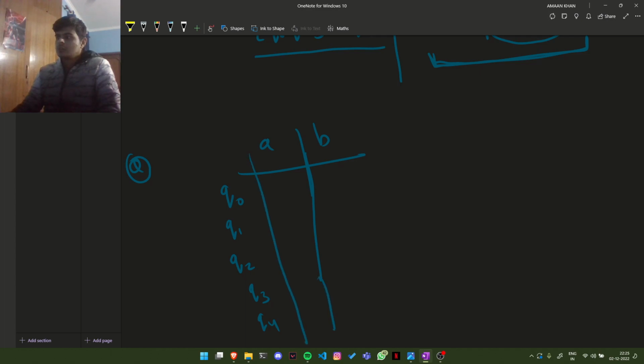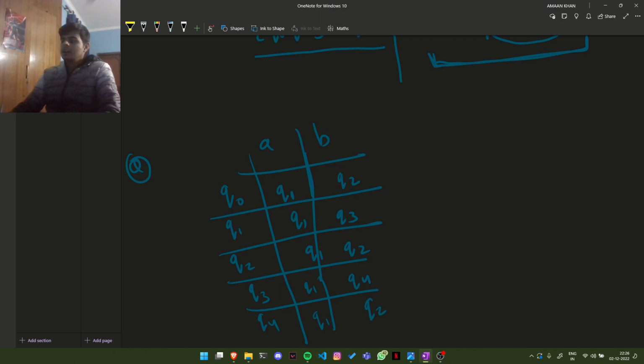Now Q0 on B goes to Q2, Q1 goes to Q1 and Q3, Q2 goes to Q1 and Q2, Q3 goes to Q1, Q4 goes to Q1 and Q4 on B goes to Q2. So this is my transition table now.